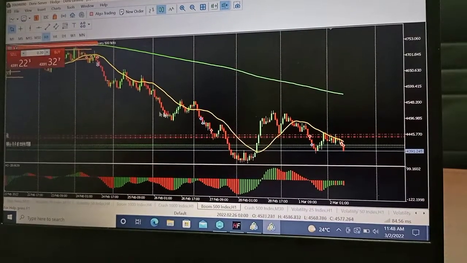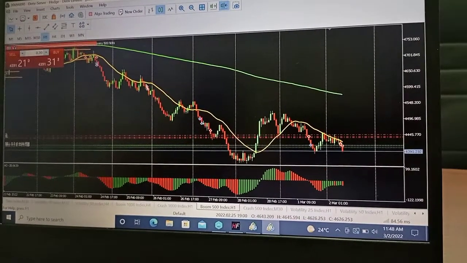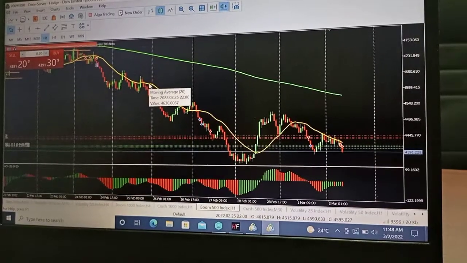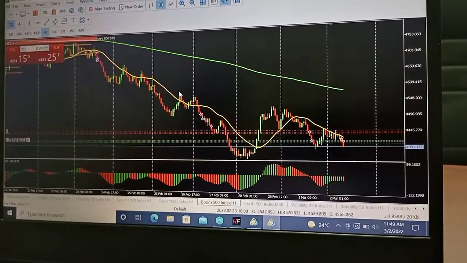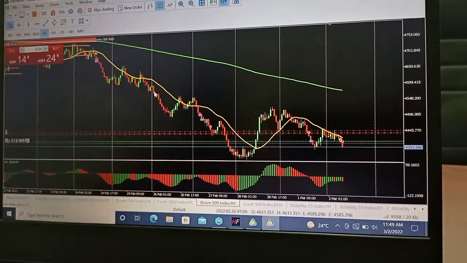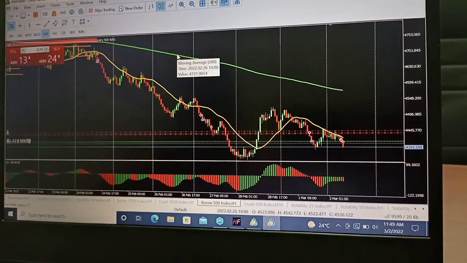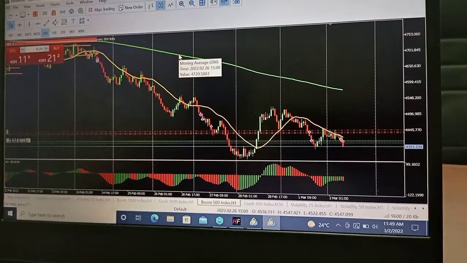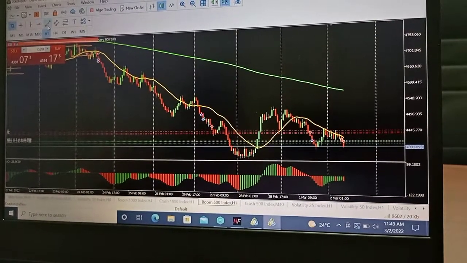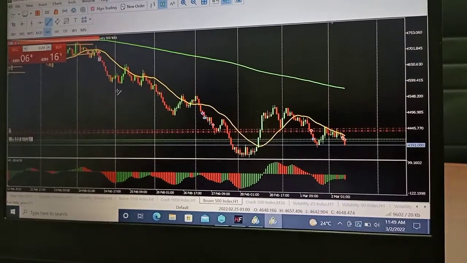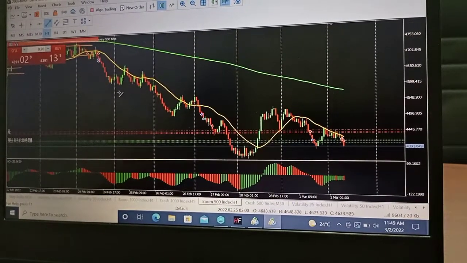So when the market is below the 20, it means the market is strong down, no matter what the time frame is. When the market is below the 200 moving average, we say the direction of the market is downward. But again, you have to know where these demand areas and supply areas are.